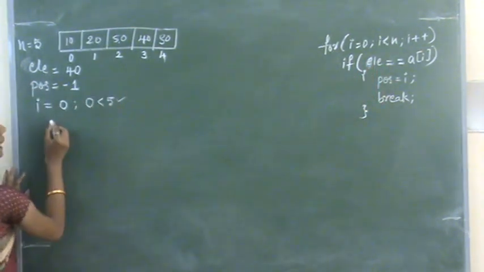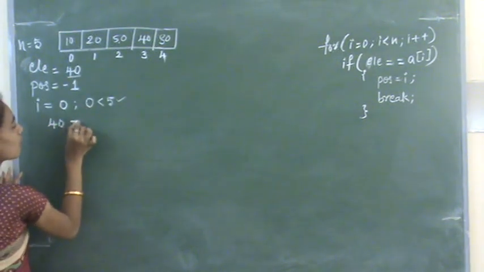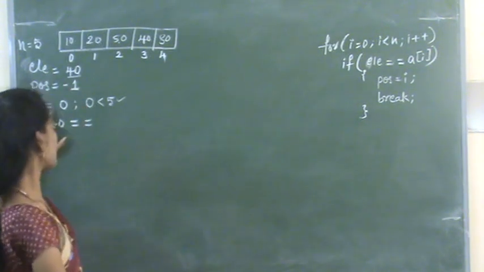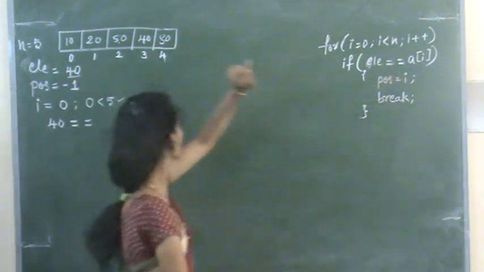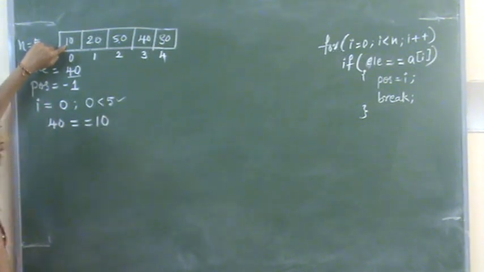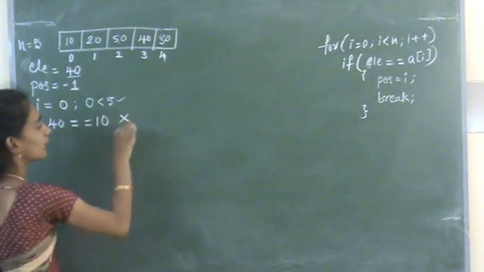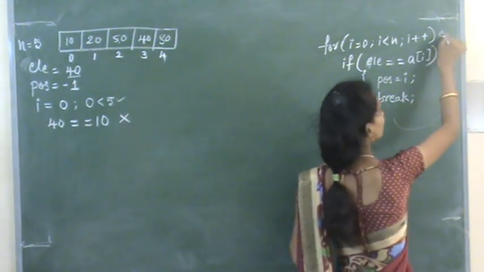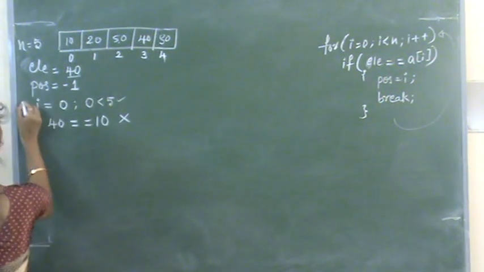So what is the element here? We are using 40. So is 40 equal to A of I? What is the I value? I value is 0. So what is A of 0? A of 0 is 10. So we are comparing this 10 to 40. Whether 40 is equal to 10? No. The condition becomes false. Now it goes again to the for loop and increments the I value.